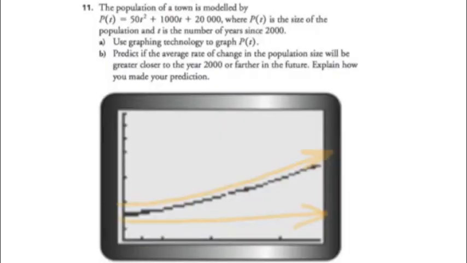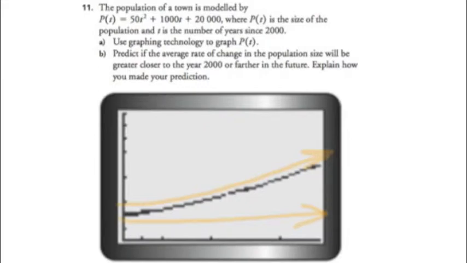11a wants us to use graphing technology to graph P of t. For this, we can refer to the graph answer given in the textbook. However, graphing calculators such as Desmos and QuickGraph are also viable graphing technologies that, after entering in the P of t equation, will format the graph.